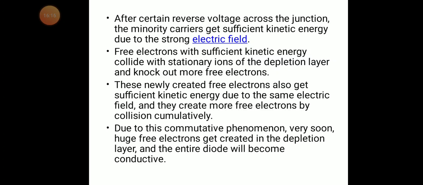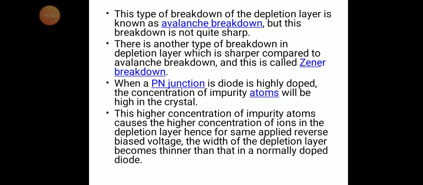In the depletion layer, a huge amount of free electrons are generated and the entire diode will become conductive, because we have the free electrons. Where is this? In the reverse bias. The entire diode will become conductive. This type of breakdown of the depletion layer is known as avalanche breakdown.